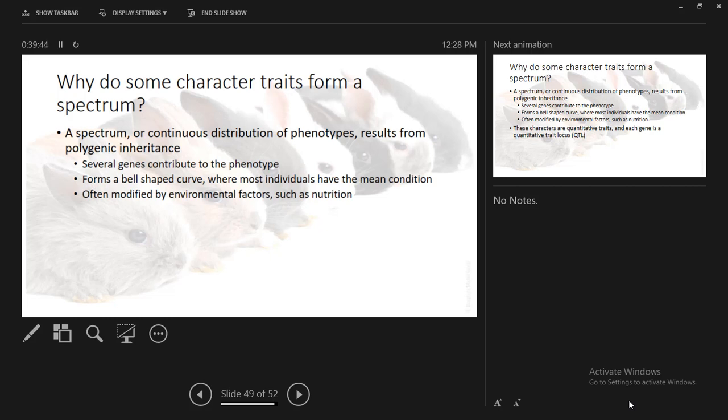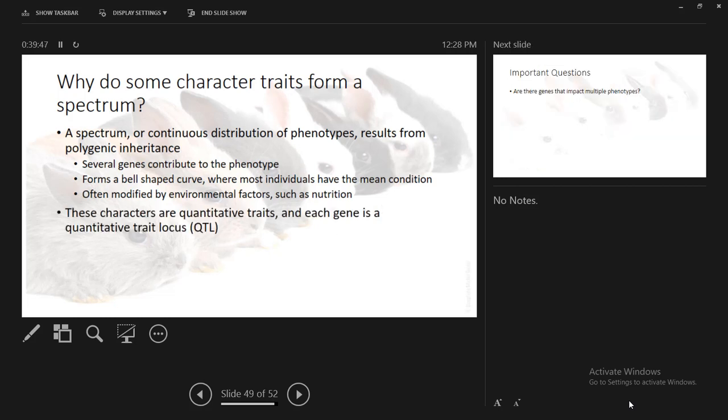We call these characters quantitative traits. And the other characters, where they occur in discrete categories, we call those qualitative traits. Quantitative traits are those that vary over a continuum, and those that have discrete categories, like our Labrador example, where you have black labs, brown labs, or yellow labs, those are discrete traits.